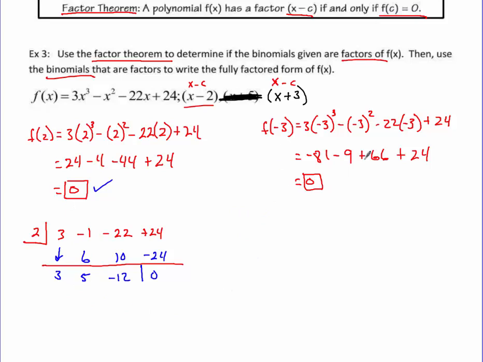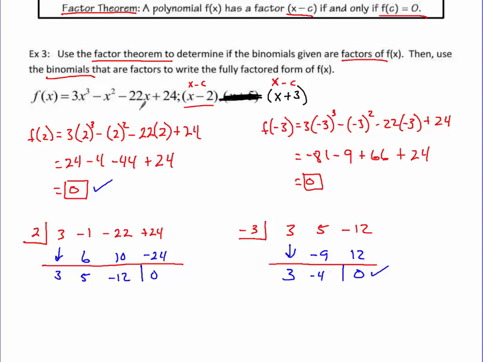Now we're going to come over here and do negative 3. But we're not going to divide it with our original f of x. We're going to divide it with this new expression that we have, 3x squared plus 5x minus 12. Okay, bring down the 3. Negative 3 times 3 is negative 9. 5 minus 9 is negative 4. Negative 3 times negative 4 is positive 12. Negative 12 plus 12 is 0. So that's our remainder. But this is still left.